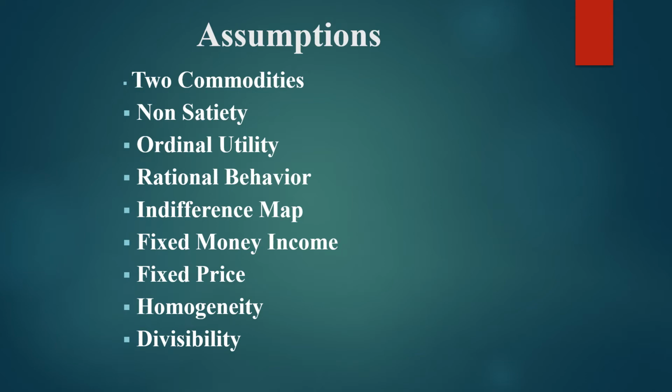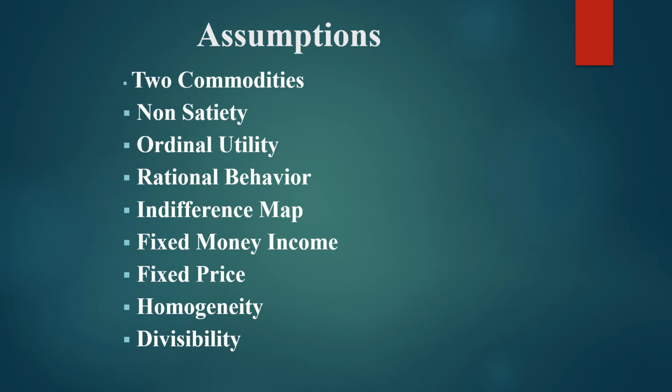For this theory, we have certain assumptions. The first one is that the consumer is consuming only two commodities. He is not getting three or more commodities; he is dealing with only two commodities. For the sake of simplicity, we are taking only two commodities. And then non-satiety: the consumer's taste and preference is not satiable. And then ordinal utility: this theory is based on ordinal utility. Utility can be compared.